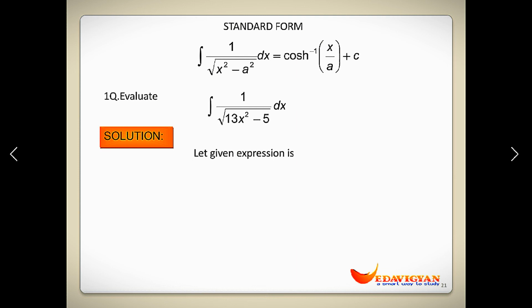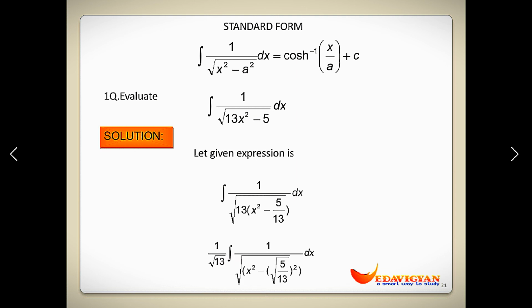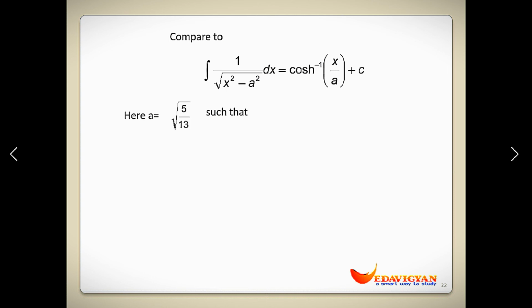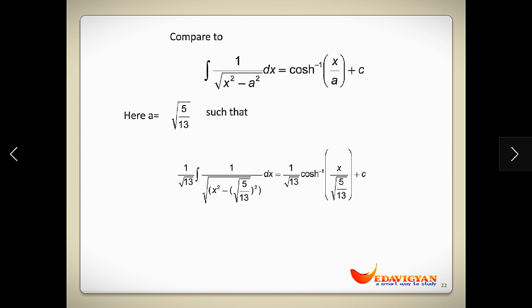Next, evaluate the given problem: 1 by square root of 13x square minus 5. In this one we take 13 in common outside, x square minus 5 by 13 it becomes, and next 1 by root 13. Next the solution follows: square root of x square minus 5 by 13. This equation is compared to the standard form, integral 1 by square root of x square minus a square dx is equal to cos h inverse x by a. Here the a value is root 5 by 13, and comparing these values to the standard form, we get the resultant solution.